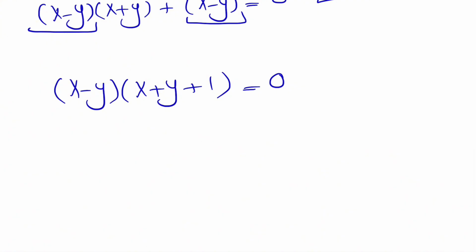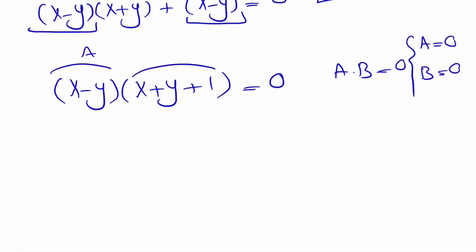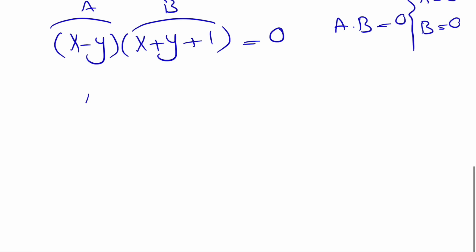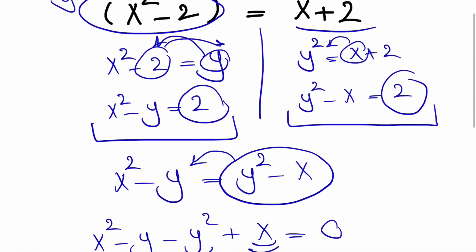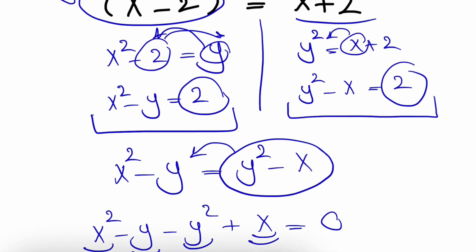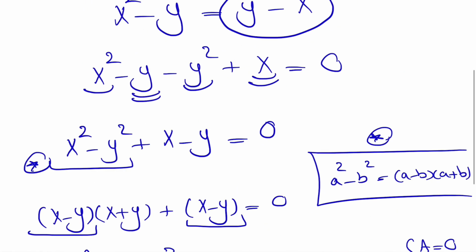And now looking at this, we got to that a times b is equal to 0, meaning a can be 0 and b can be 0. So this is our a and this is our b. Let's put each of these equal to 0, see what we get. So let's go with a is equal to 0 first, and keep in mind that at the beginning of this question, we called our y: x squared minus 2 is equal to y.